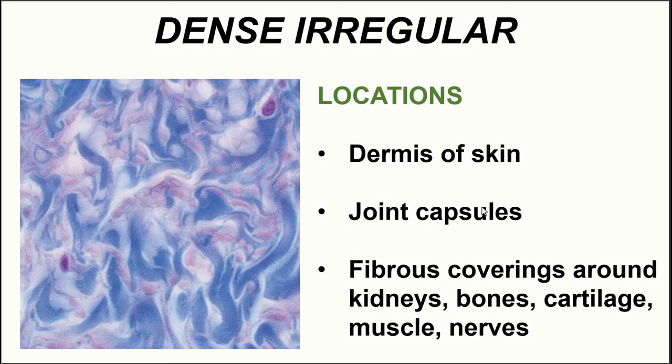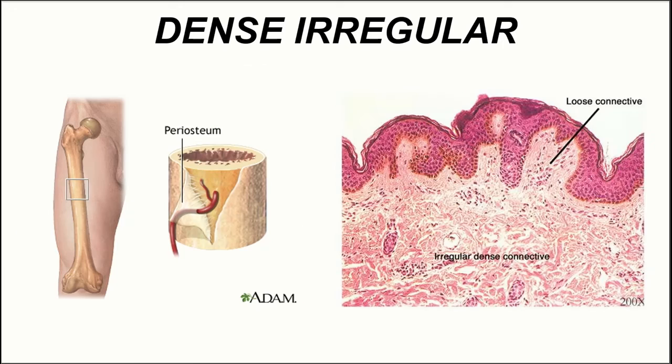We also see this tissue surrounding or making up the capsules that surround the joints of our skeleton. And so at these joints that are called synovial joints, we see that a lot of the tissue that the joint capsule is made out of is dense irregular connective tissue. And we also see that dense irregular connective tissue makes a strong fibrous covering around things like the kidneys, the bones, cartilages, muscles, and nerves. And so we see this as a thin but strong wrapping around these structures here.